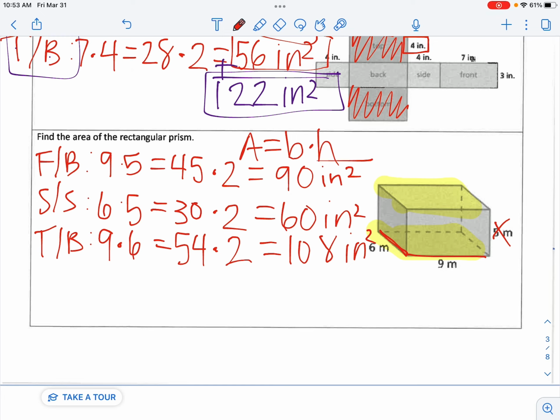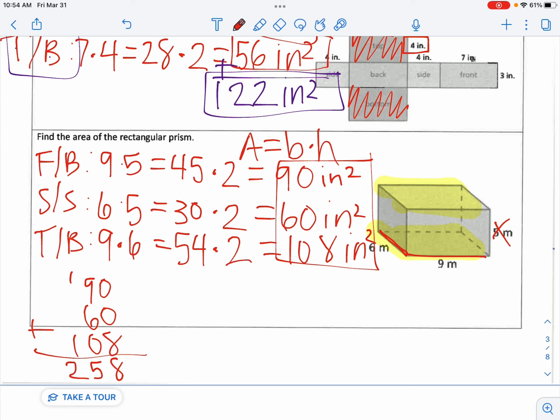Okay. So those are my areas so far, and then all I have to do is add them together. You get 90, I'm going to put plus 60 plus 108. 0 plus 0 plus 8 is 8. 9 plus 6 is 15. Carry your 1. And then 1 plus 1 is 2. So you should have gotten 258 inches squared. Okay.